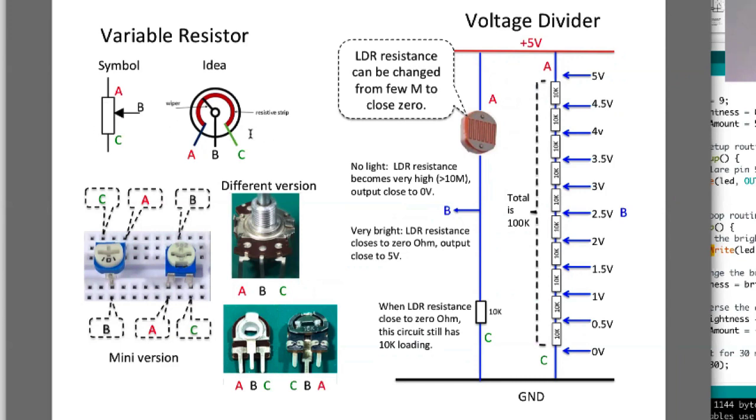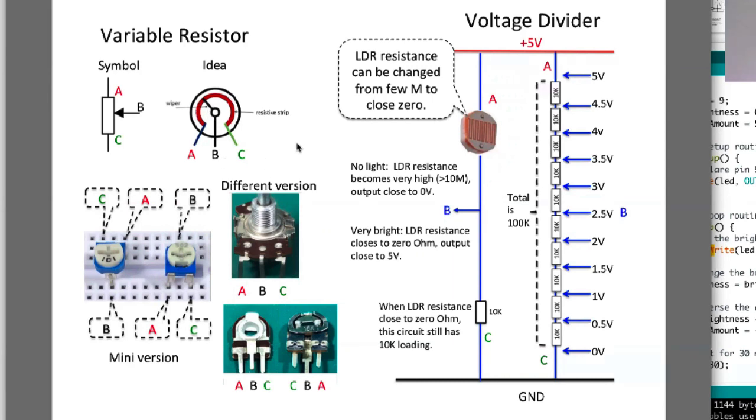Now, this is another way of explaining what a variable resistor is. They have a ring, which is made of some resistive material. So when you change this wiper, it will generate a different value from A to B or from B to C. When you change it, you can go all the way to 0 ohm, all the way to whatever the ohm is. The other side is reverse. So when this wiper goes close to C, this one will be 0 ohm. The other one is the maximum, all right?